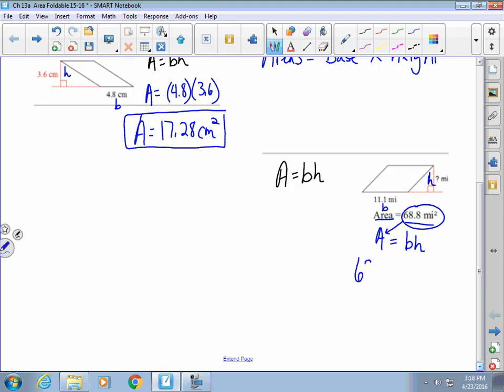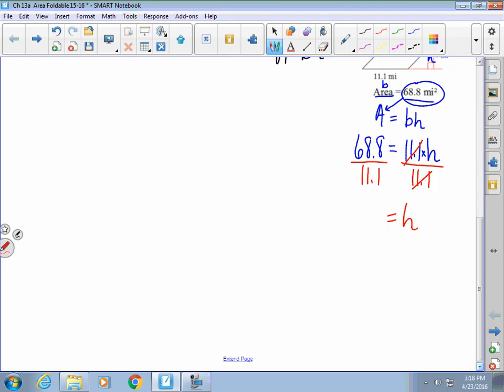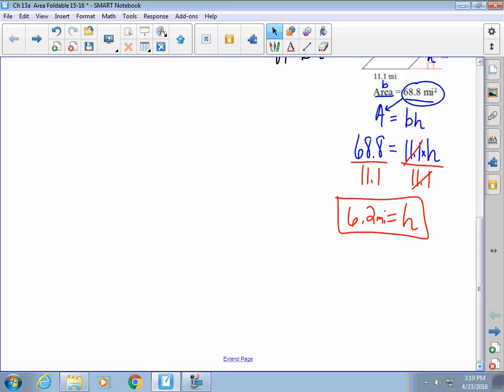So we're going to rewrite this as 68.8 equals our base, which is 11.1, times the height. Okay, we're multiplying it times the height. And we're going to work backwards to find the height, so let me extend this page a little bit. This means we're going to have to now divide by the 11.1. The 11.1s will cancel out, getting the h all by itself. And then we see the height, when we compute it, will be 6.2, and it was miles. Don't forget our units. Alright, so there's your video talking about your parallelogram, the formula for the parallelogram tab.